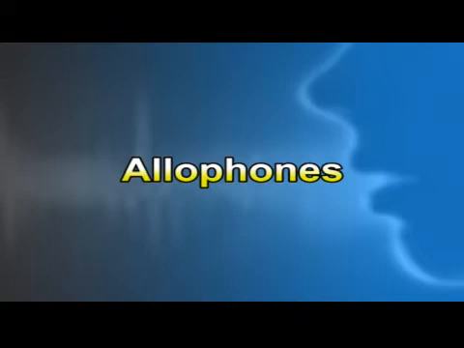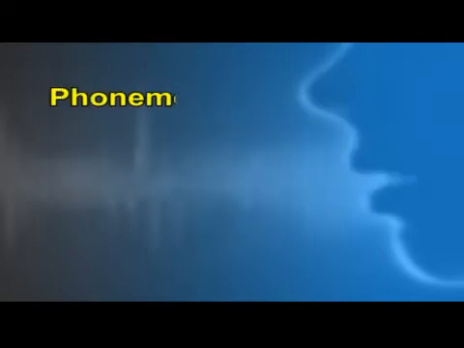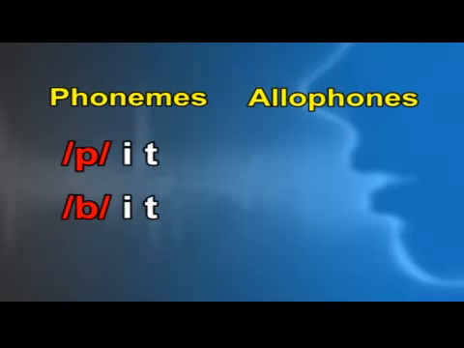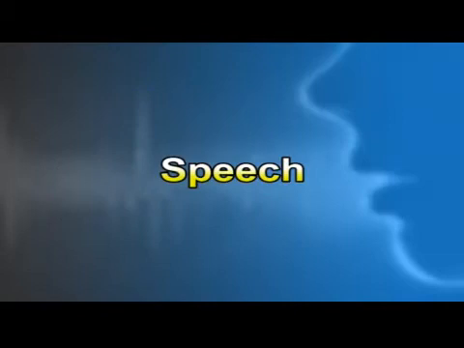Next, we will brief through allophones. What are allophones? Some linguists describe them as a driving medium of phonemes. Allophones are defined as the variants of phonemes that occur in speech. The crucial distinction between phonemes and allophones is that substituting one phoneme for another will result in a word with a different meaning as well as a different pronunciation, but substituting allophones only results in a different pronunciation of the same word.